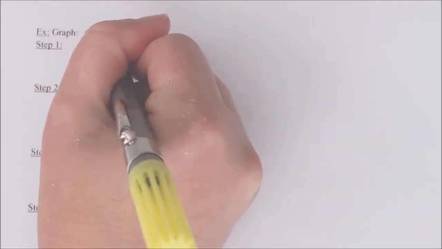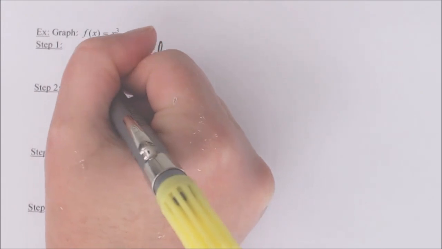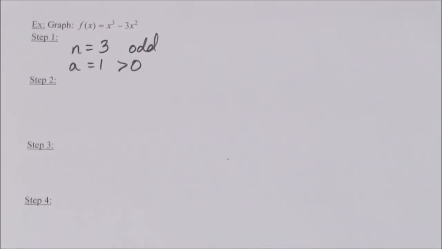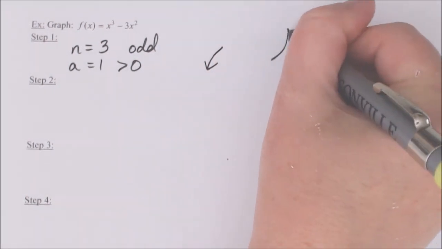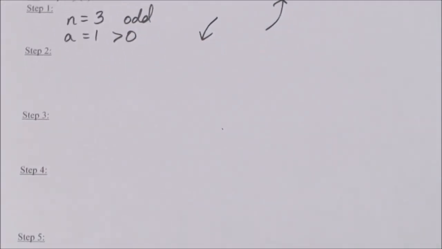So step 1 was to find the end behavior. In this case, we have a degree of 3, which is odd. We have a leading coefficient of 1, which is positive. So look back at your notes. When we had an odd degree and a positive coefficient, what was the end behavior? We said down on the left, falls on the left, rises on the right. Step 2 is to get the x-intercept.